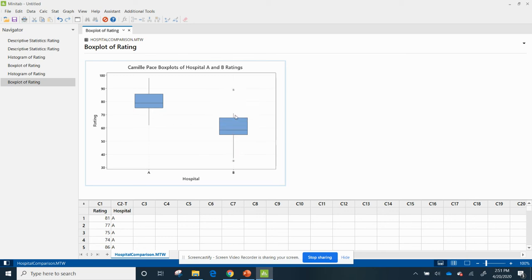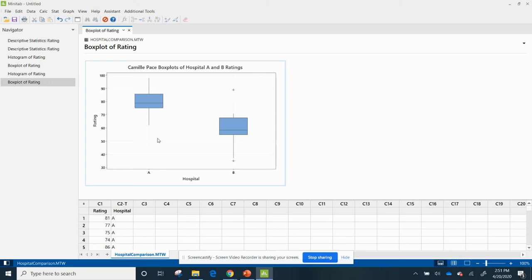All right, and here you can see most of the data for Hospital B is below Hospital A. Well, think about it. Almost all of the data for Hospital B is below the first quartile for this. That's crazy. So almost 100% of this data is less than 25% of that data. So that's kind of crazy. Something's going on with Hospital B's ratings.